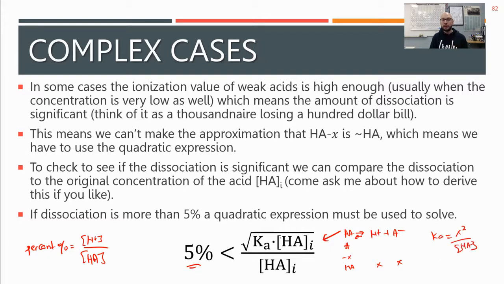We can rewrite that equation so that X squared over HA, where X represents H plus. If we isolate X, we take the square root and get this formula here. The square root of Ka multiplied by HA over HA is essentially the percent ionization value. If you want to see a little bit more on that, just pop into class and ask me about it. I'll show you how I derive that formula. But we can use this formula to see if we need to use the quadratic expression, and then we'll go through a different procedure, which we'll see on the next slide.